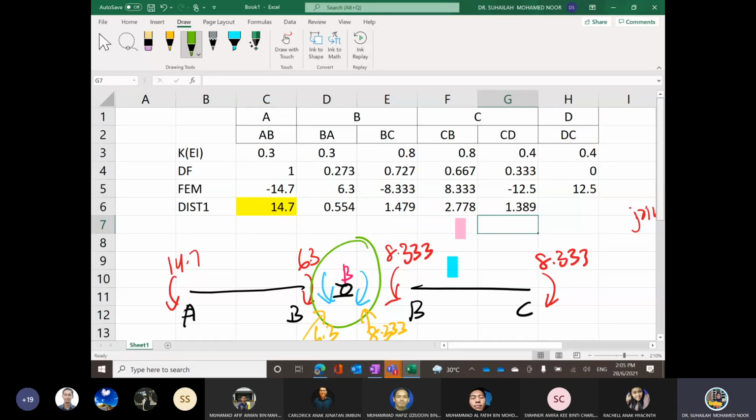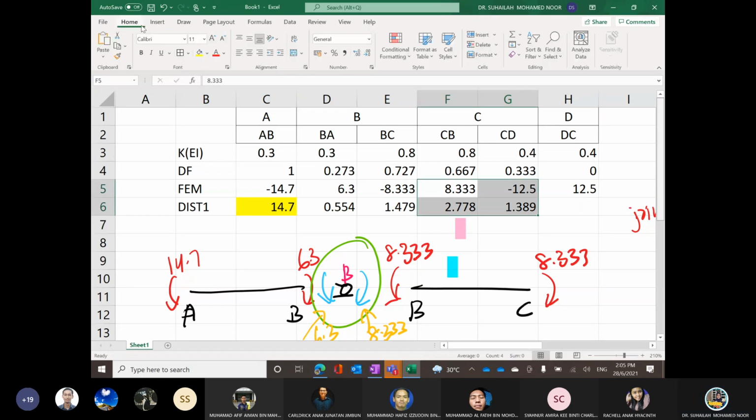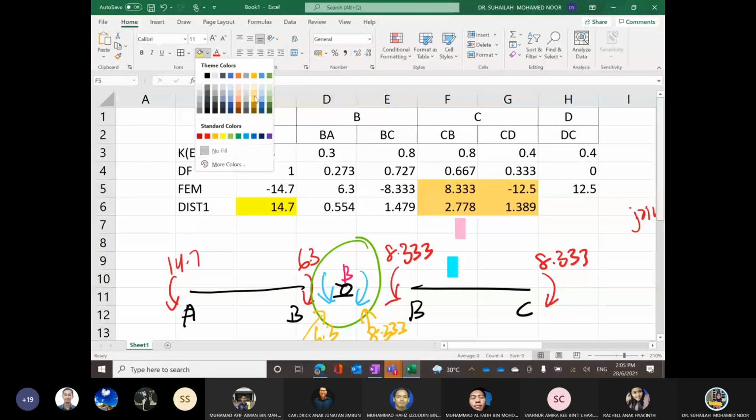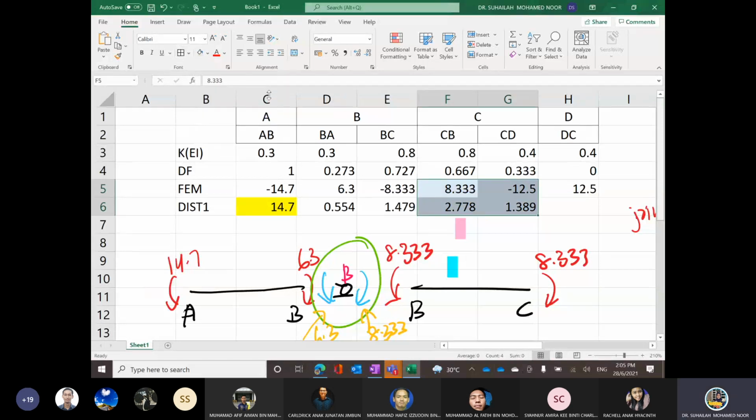Okay, please check these four values. Do you get 0? The blue. Okay. Do you get 0? Yes, madam.